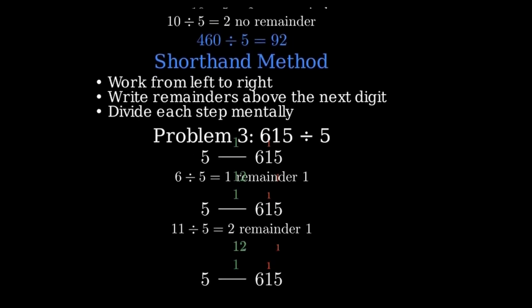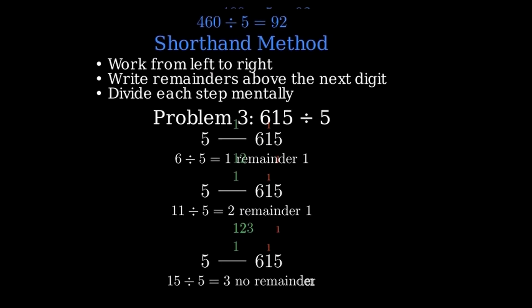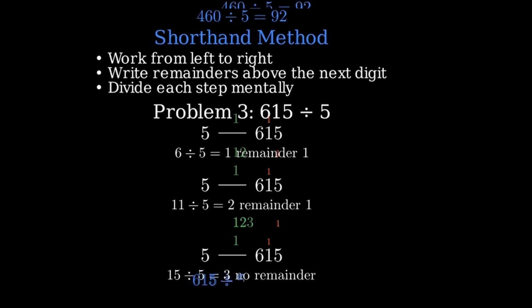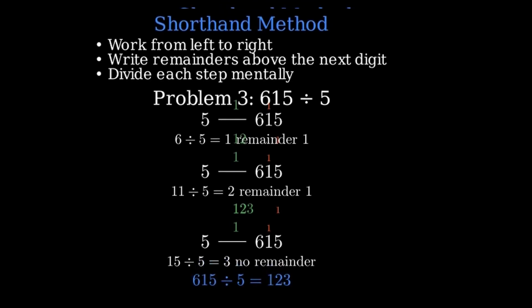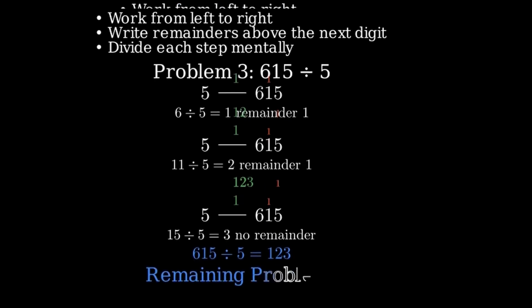Finally, we have 1 from the remainder, and 5, which makes 15. 15 divided by 5 is exactly 3, with no remainder. We write 3 above the digit 5. So 615 divided by 5 equals 123. Now, let's quickly solve the remaining problems using our shorthand method.